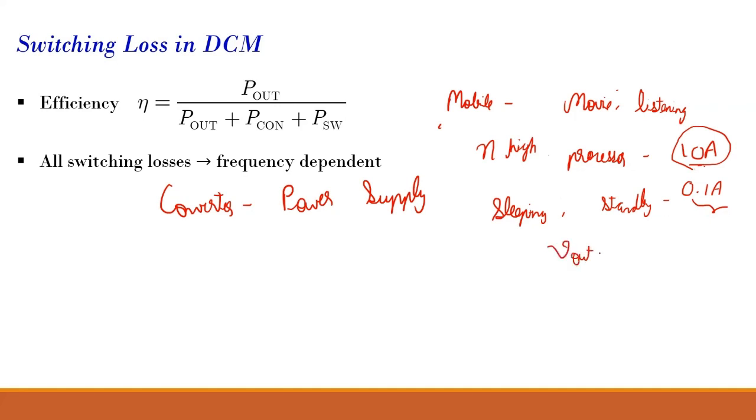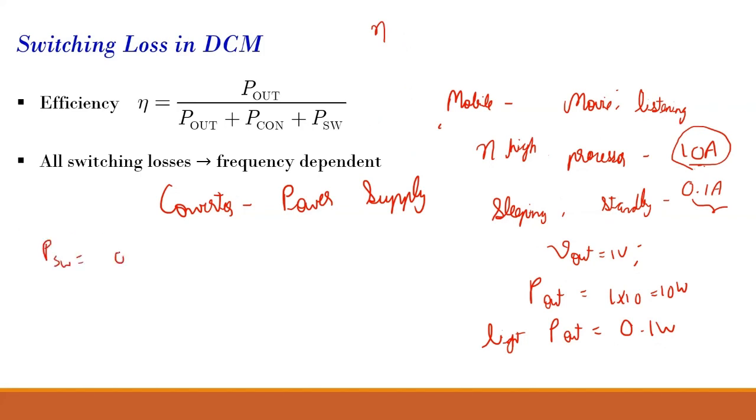Assume your output voltage is 1 volt. At heavy load, P out is 1 into 10, which is 10 watt. But in light load condition, your P out is 1 into 0.1, that is 0.1 watt. Now, if you want high efficiency, you want your eta to be high. Let us take a very good number: switching loss 0.05 watt, and conduction loss around 0.01 watt. These are just figures I randomly made up.